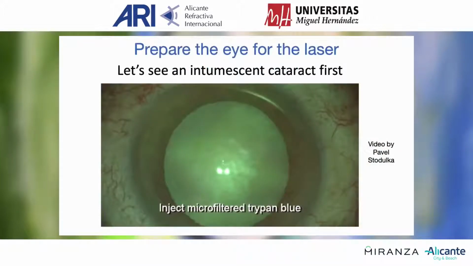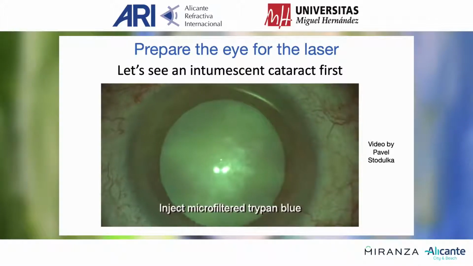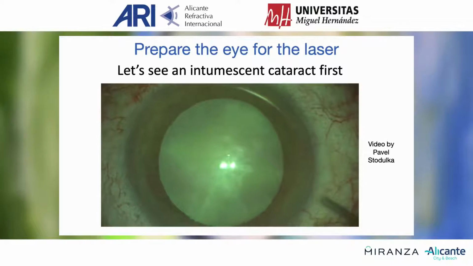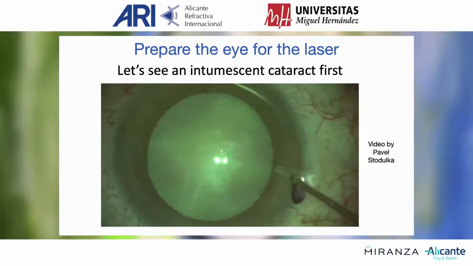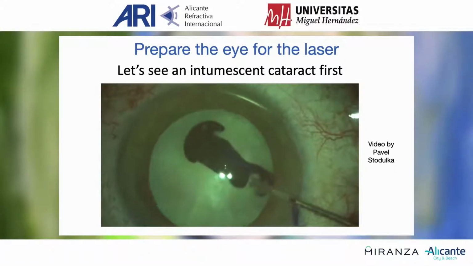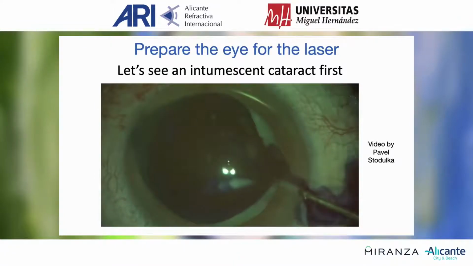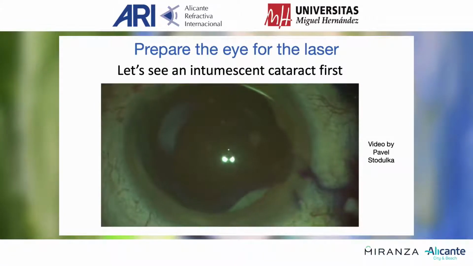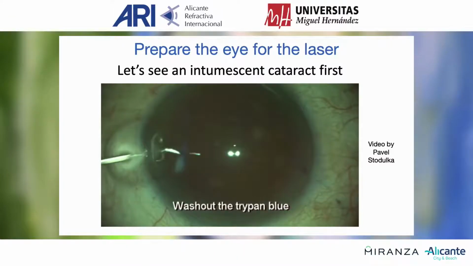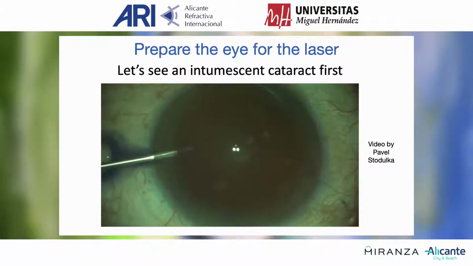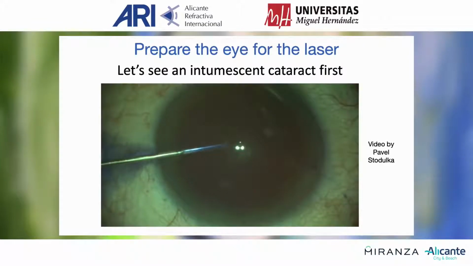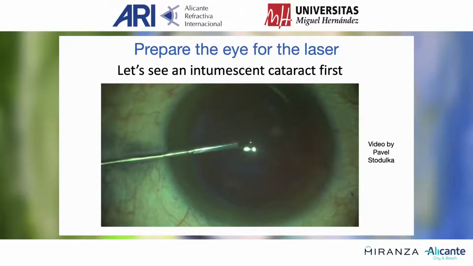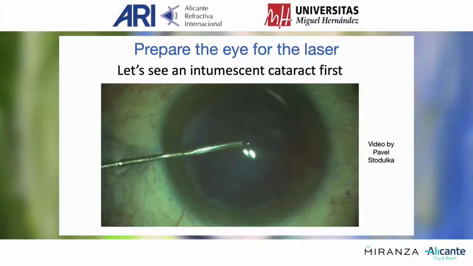Now let's see what happens as we prepare the eye for the laser. First we're going to see an intumescent cataract. This is from a video by Pavel Stodulka. The first thing that we do is to inject the microfiltered trypan blue 0.4% solution. Its specific gravity is heavier than that of aqueous, so when injected slowly it drops down onto the surface of the anterior capsule and is left there for about 30 to 60 seconds. And then it is carefully washed out, and it's important to do this.